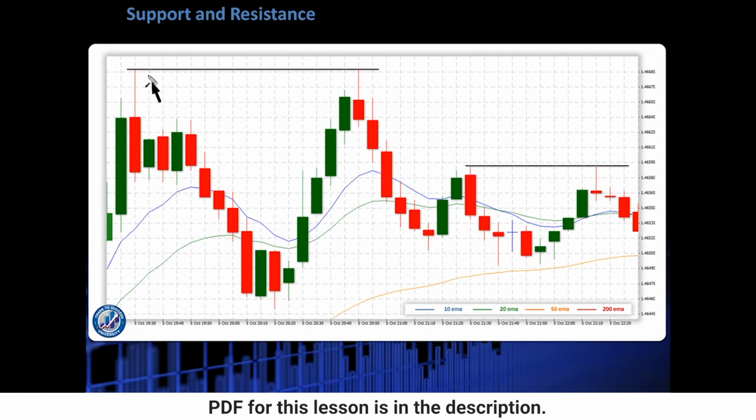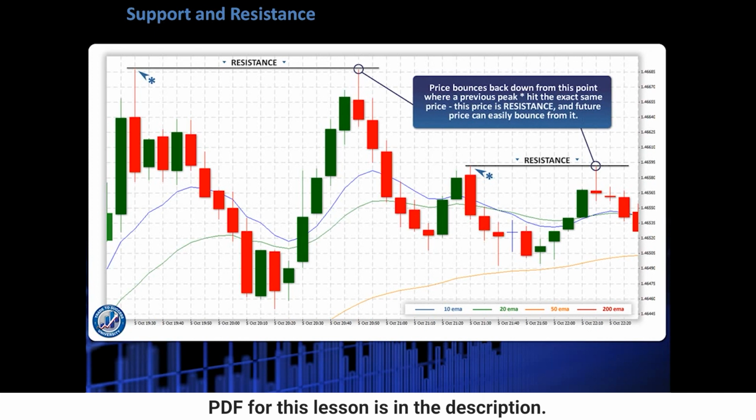As you can see, price reversed here, and then price touched the exact same point and went back down. And here we have price coming up to this high here, and then price touching the exact same place and going back down. These prices are called resistance.